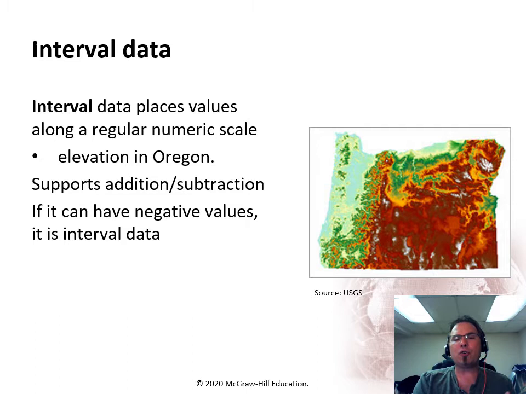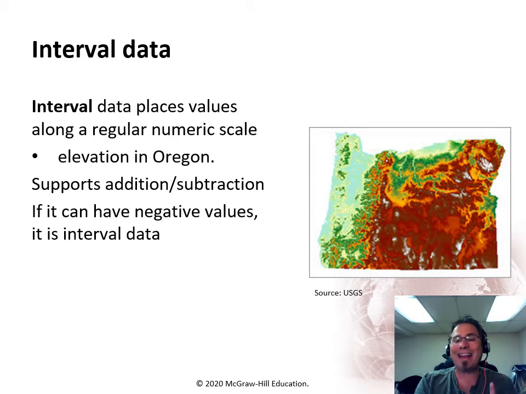So the bulk majority of the data that you're going to use in GIS is numeric data of some sort, whether it's something that you download or something that you generate yourself based on calculations. By far, most of the data you're going to deal with is numeric in value. So there's two main kinds of numeric scales. There's the interval data that you see here on this slide. An interval places data values along a regular numeric scale. So for example, elevation is a good one. It supports only addition and subtraction. You can't multiply or divide interval data and get meaningful results.